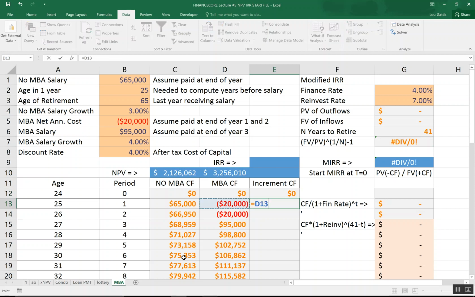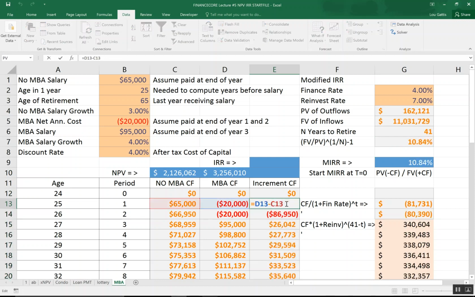Or we could just say the difference between getting an MBA and no MBA. So it looks like we're down $85,000 the first year, right? I would have made 65, but I'm paying 20, so I'm out 85, I'm out 86, and so on. So we can calculate the NPV of that incremental cash flow, and it tells me the NPV of choosing an MBA over no MBA.